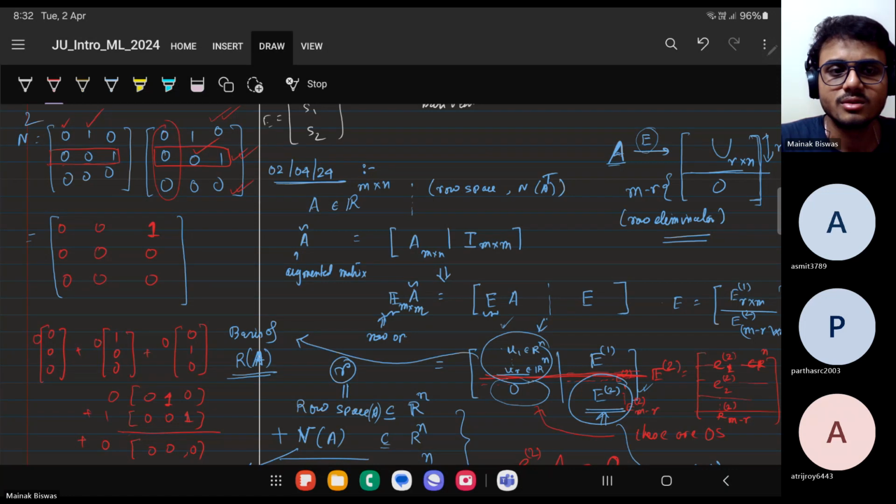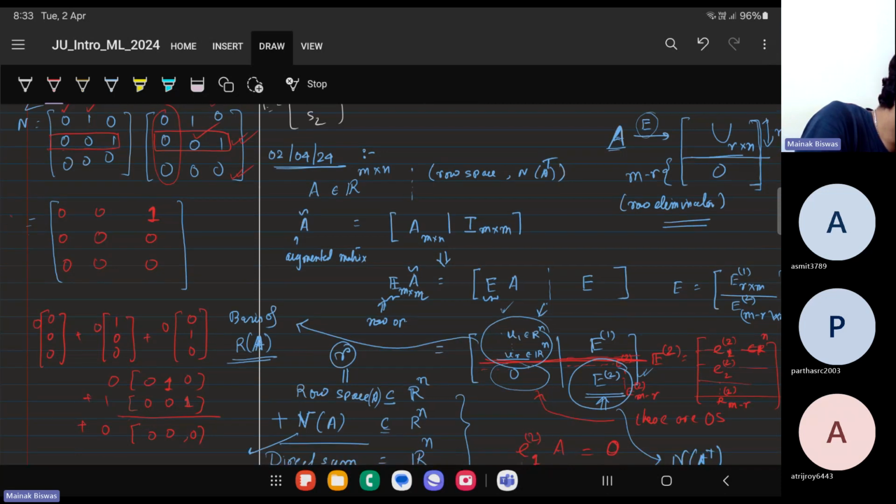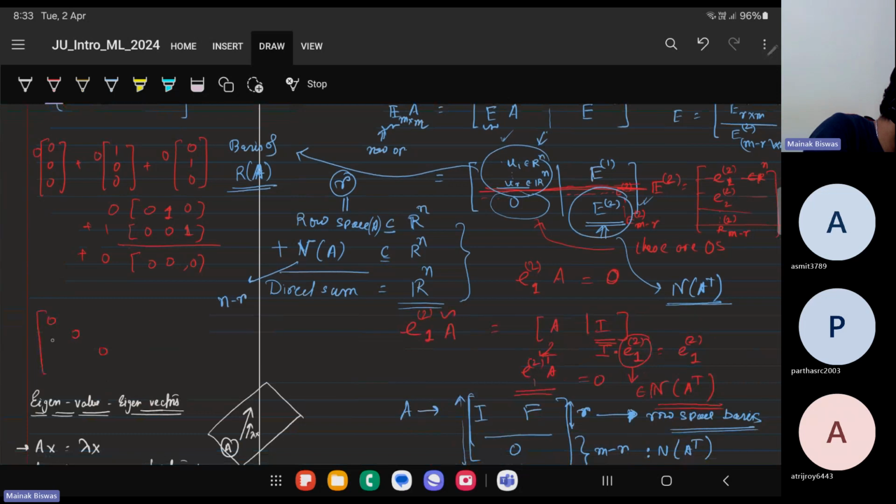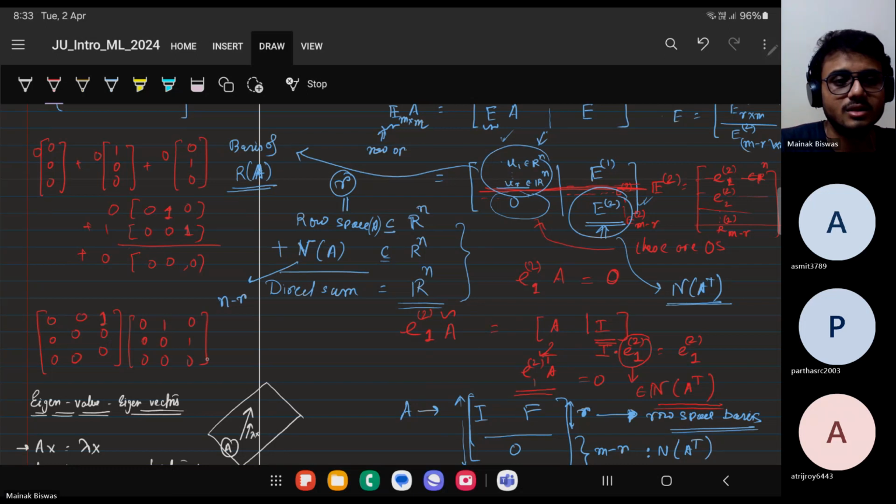Yes or no? So N squared is this. What is N cube then? N cube will become all zeros. Can you see that, or do I need to show you that? See this? 0, 0, 0. This into 0, 0, 0, 0, 1, 0, 0. What is this going to be? Everything is 0, the second row and the third row.